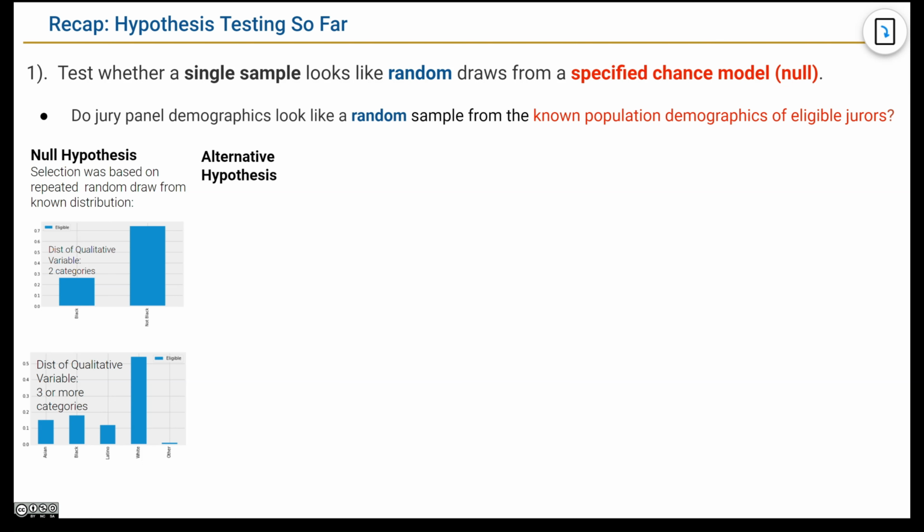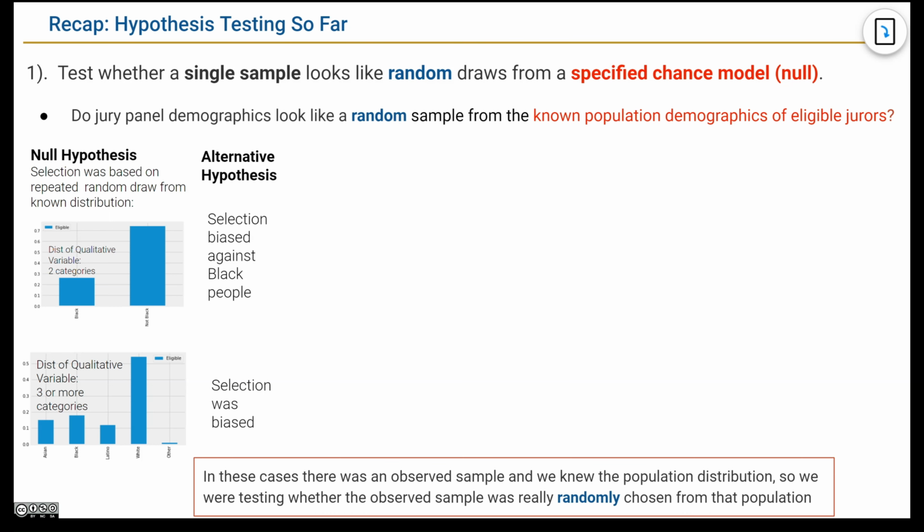So the alternative hypothesis is actually saying, well, the way we selected it was not random and identically distributed, it was biased in a certain direction. For the Robert Swain case, we said it was biased against Black people. For the Alameda County case, because we had more than just two categories, we couldn't specify a specific direction. We were just looking for any type of bias, which would mean our distribution of our sample didn't look like random draws from this known population.